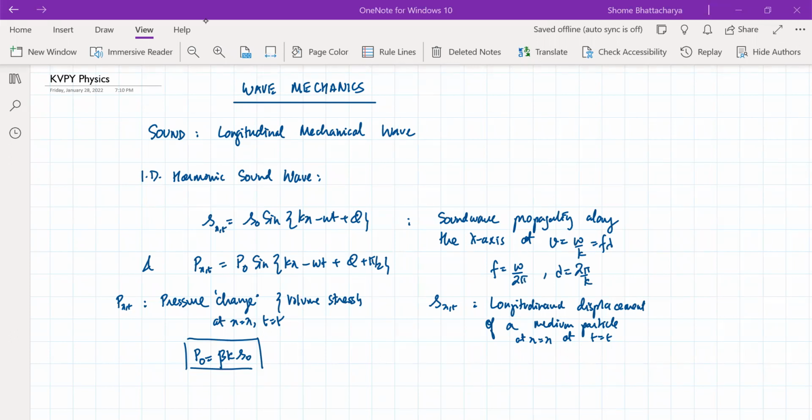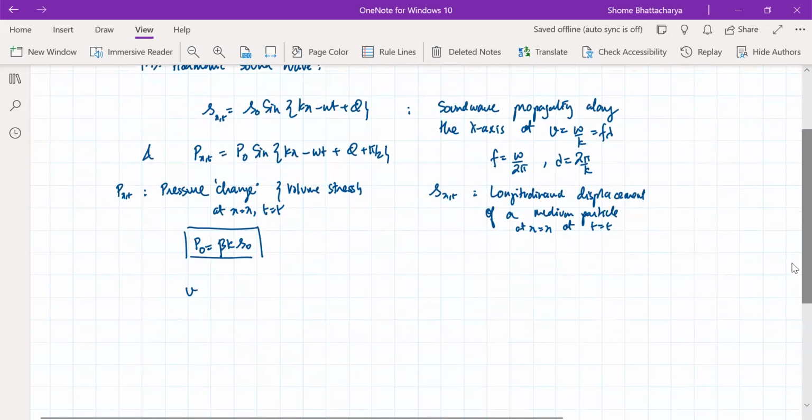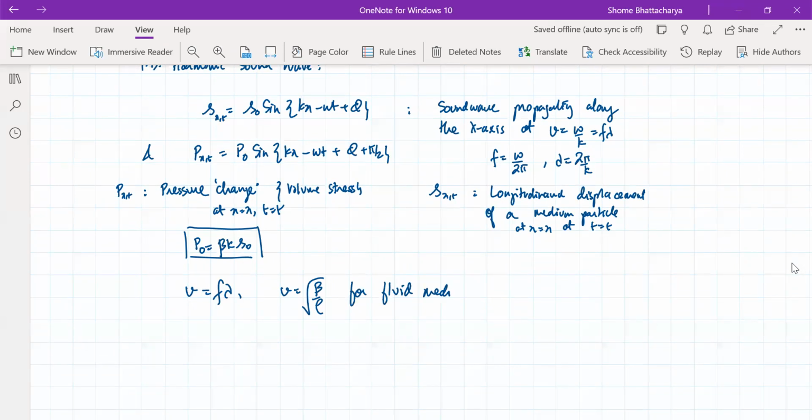Right. So now the next important thing we've seen is that the propagation speed in a medium is dependent on the medium's physical properties. So this V, which is equal to f lambda, is given by square root of Bulk modulus by density for fluid media, and is given by square root of Young's modulus by density for solid media.